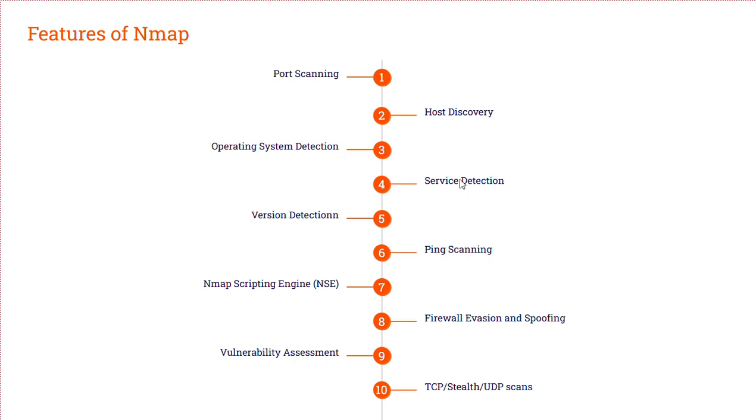Another feature, the Nmap Scripting Engine. Like I mentioned earlier, it is an engine that is used to execute scripts. And if you're looking for scripts, there are a lot of scripts on the internet you can download. But it is very important that you know the nature of these scripts and you know how to execute them, right? Another feature is firewall evasion and spoofing.